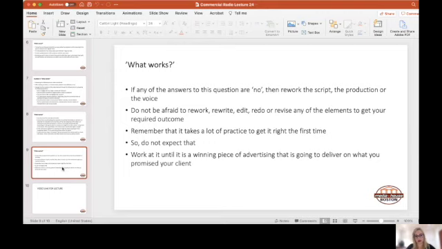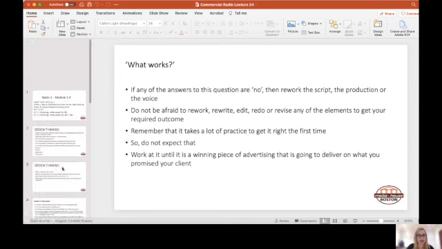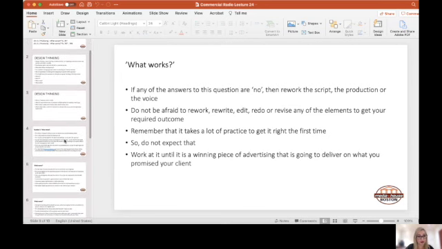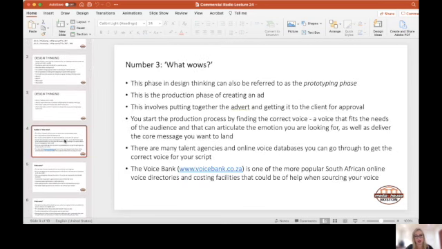Okay, so that wraps up our design thinking. So just again, if we go through these, so what wows, the third phase in design thinking, can also be referred to as the prototyping phase, which is the production phase of creating an ad. So here you put your ad together, which you'll send to the client for approval.